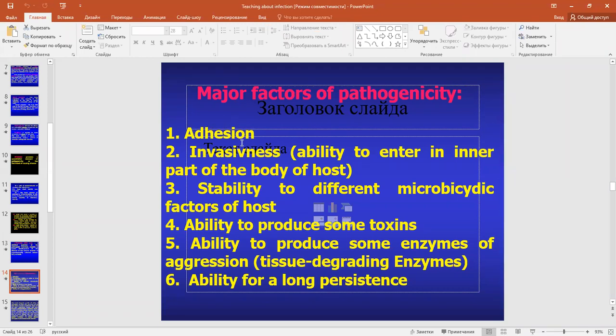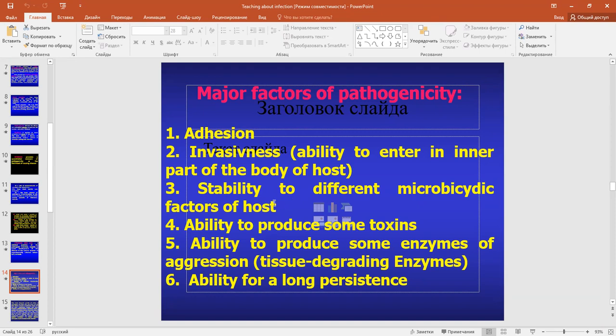And number one, adhesion. When pathogenic microbes enter the human body, the first task for them is to attach to the human being's cells, because otherwise they will be removed due to so many factors. Adhesion. Then invasiveness. Invasiveness is the ability to enter the inner part of the body of the host. They should go inside, okay? Then stability to different microbicidal factors of the host. They should protect themselves from phagocytosis. They should protect themselves from immunoglobulins' action.